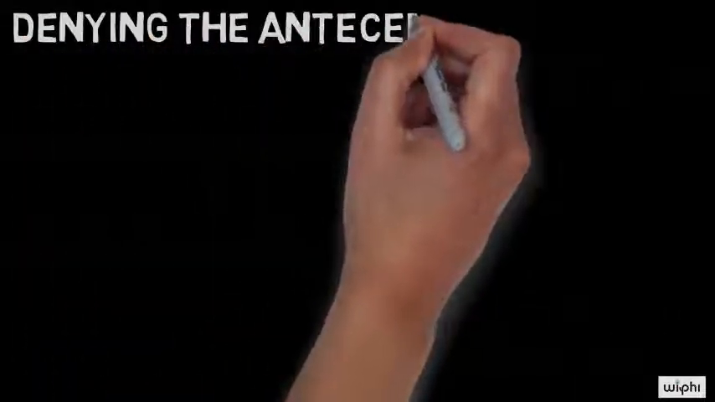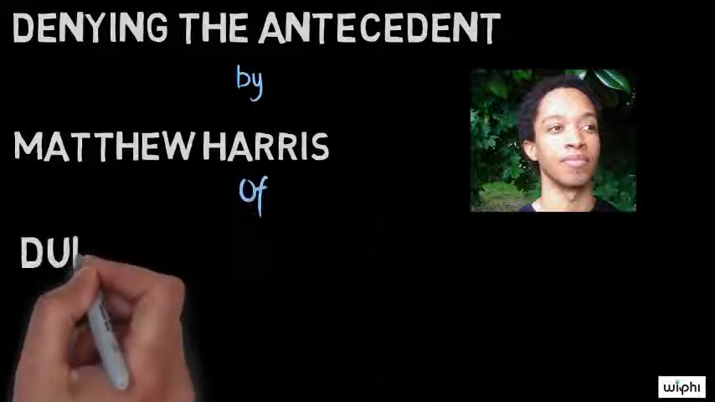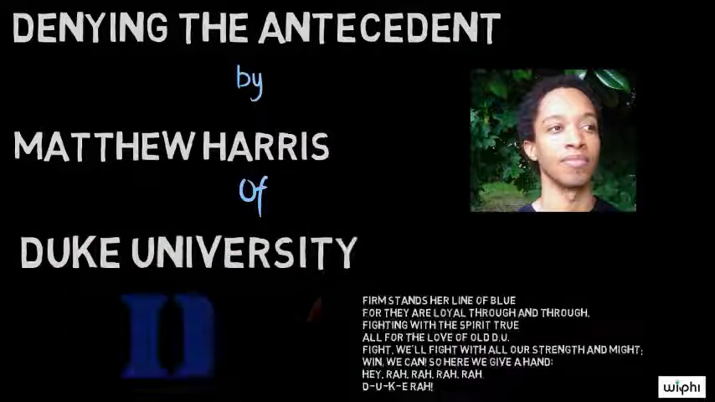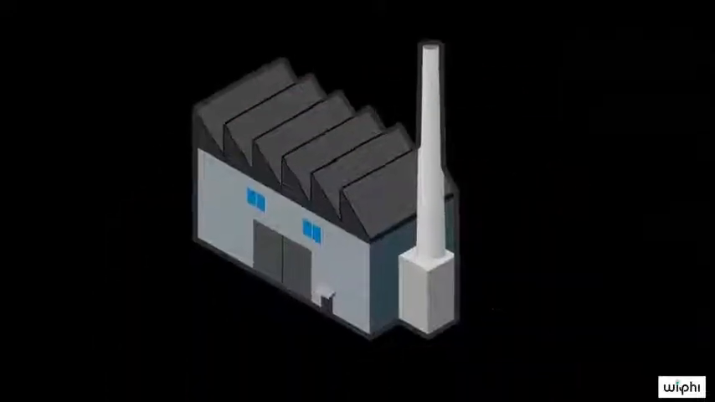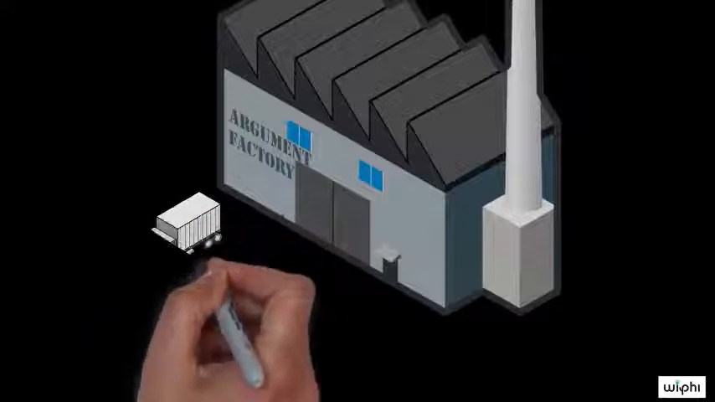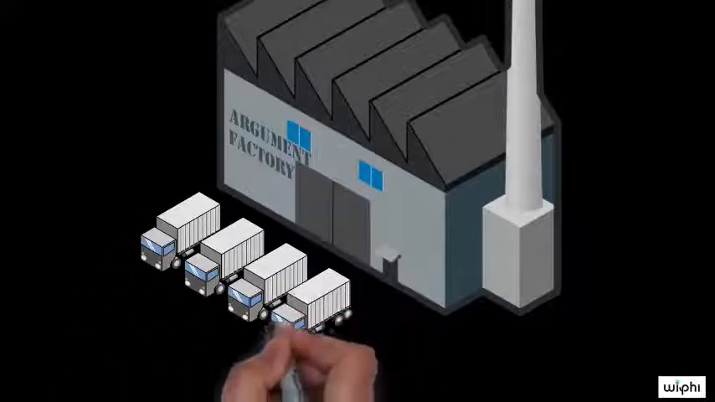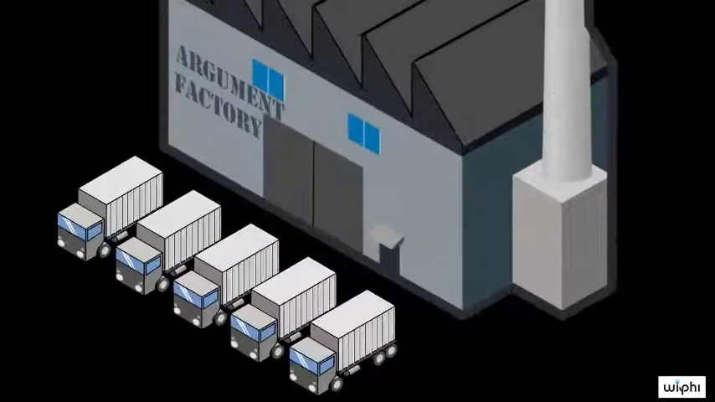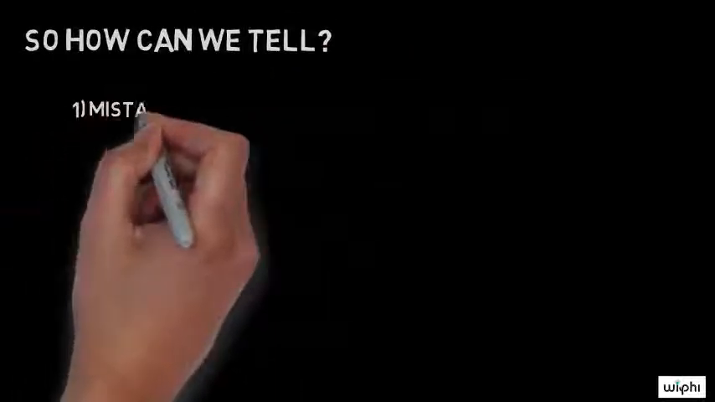I'm Matyu Harris. I'm a philosophy graduate student at Duke University, and today I'll be discussing the formal fallacy of denying the antecedent. Denying the antecedent is a formal fallacy, meaning that the argument has a flaw contained in its logical form. This is important because whenever this pattern of argument occurs, regardless of topic or content, the argument will always be invalid.